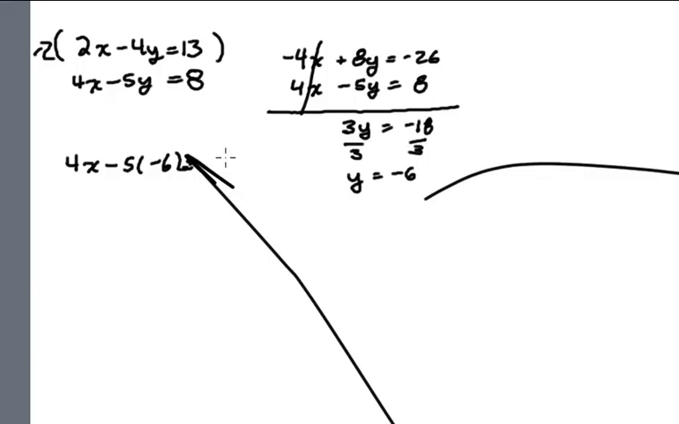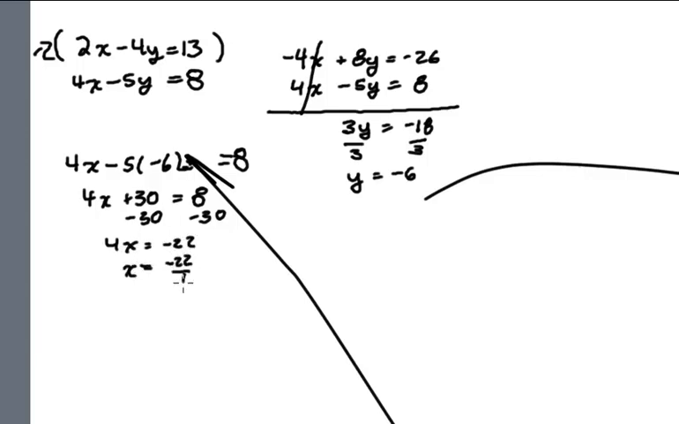So I have 4x minus 5 times negative 6 equals 8, and that comes from this equation where I plugged in negative 6 for y here. Now I'm going to solve for x. So I get 4x plus 30 equals 8. Subtract 30 from both sides. 4x equals negative 22. X equals negative 22 over 4, or negative 11 halves.